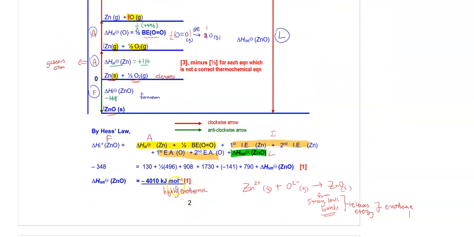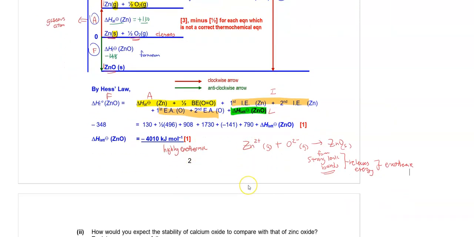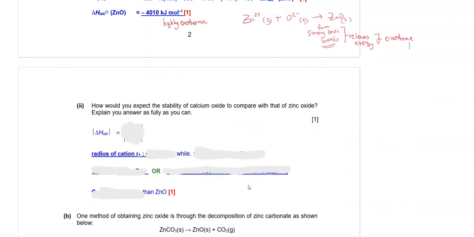Okay, for those of you who need to copy this down, you can consider pausing the video. I'll move on to part 2. Part 2, basically we're supposed to compare the stability of calcium oxide to that of ZnO. So in this case, O2 minus, Ca2 plus, Zn2 plus, and O2 minus. The anion is the same, so we can safely omit the analysis. We are now just comparing between calcium and Zn2 plus.